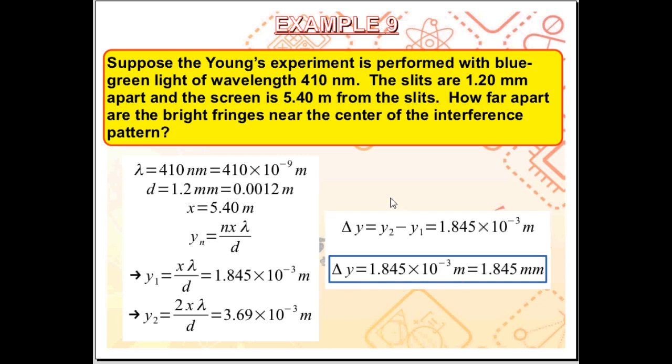So that's it for our discussion of examples part 3. That's it for our discussion on the topic of optics.